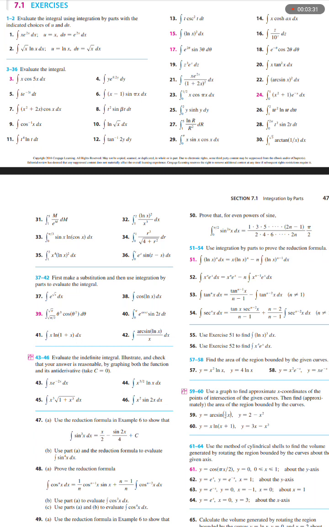The integral of x times e to the power 2x over open 1 plus 2x close squared dx. The integral of open arcsine x close squared dx. The integral from 0 to 1/2 of x times cosine pi x dx. The integral from 0 to 1 of open x squared plus 1 close times e to the power negative x dx.